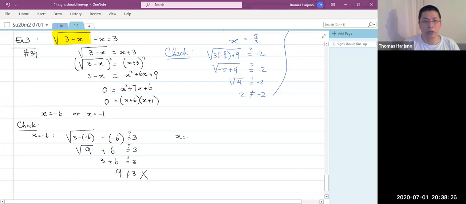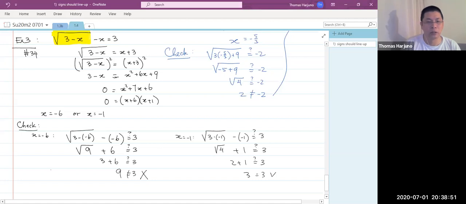And then when I check the other solution against the original equation, is it equal to 3? That's square root of 4 plus 1. Is it equal to 3? 2 plus 1, that's equal to 3. Okay? That's a check. Then you summarize, so x equals -1.